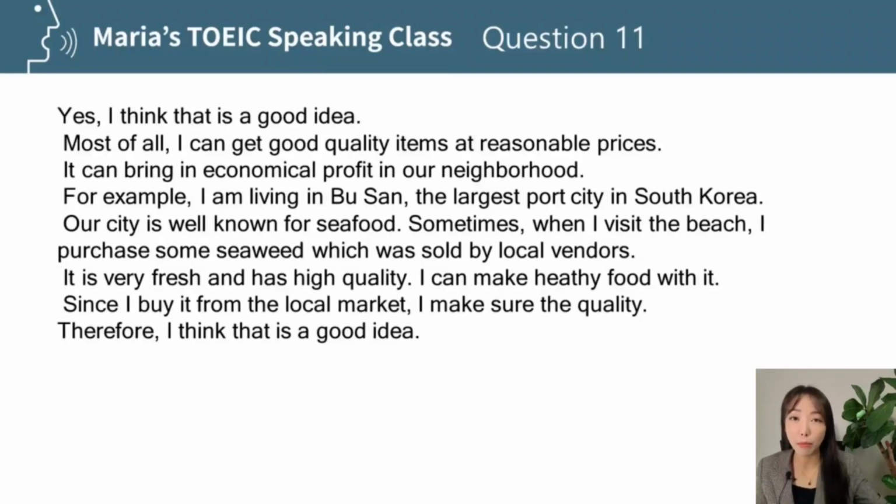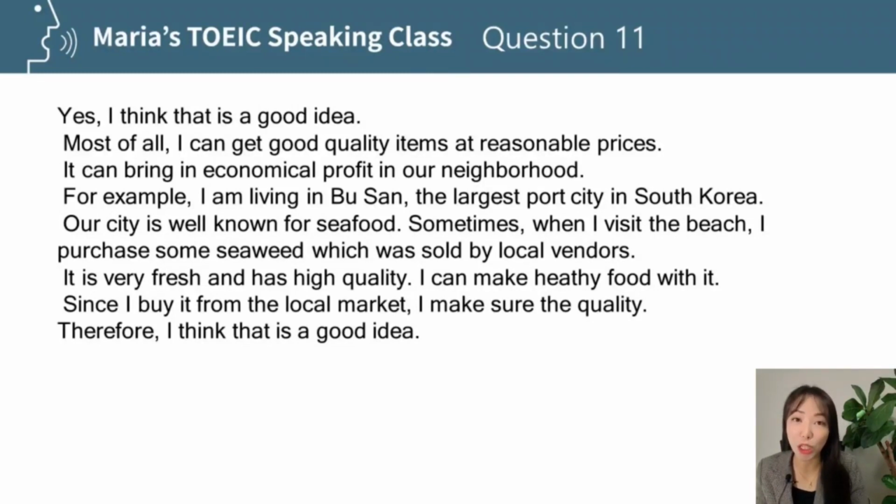It is very fresh. 그러면 이제 만든 지 얼마 안 된 거니까 더 신선하고 and has high quality. 질도 좋아요. I can make healthy food with it. 그거 가지고 건강한 음식을 만들 수 있죠. Since I buy from the local market, 지역 마켓에서 샀으니까 I make sure the quality. 그 품질을 내가 확신할 수 있어요. 내가 거의 아는 지역에서 산 거니까. Therefore, I think that is a good idea.